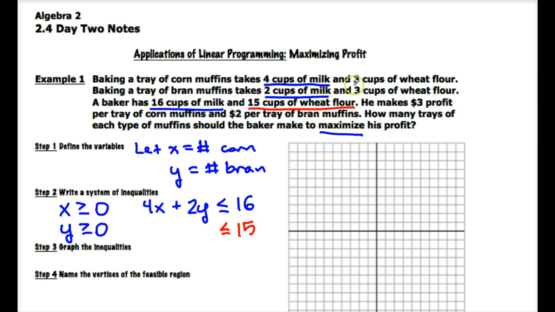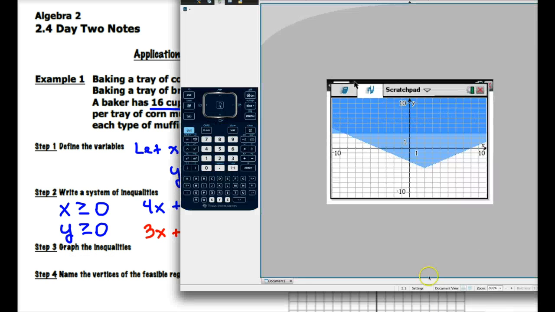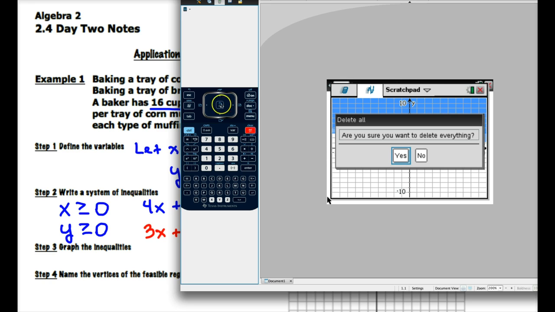So if you go up here, you see that it takes 3 cups to make a tray of corn muffins and also 3 cups to make a tray of bran muffins. So this inequality is going to be 3x plus 3y is less than or equal to 15. Okay, once we have our constraints written, and again it's going to vary for problems, sometimes there may be more than just these 4 constraints here, we're going to go to our graphing calculator and we're going to graph all of these inequalities.